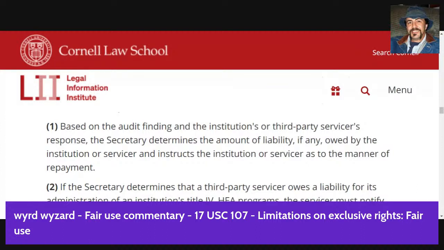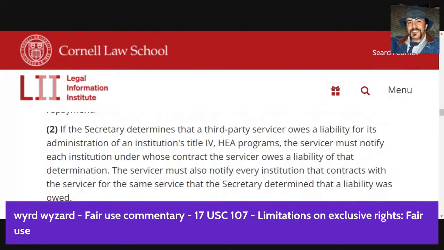If the Secretary determines that a third-party servicer owes a liability for its administration of an institution's Title IV and higher education assistance programs, the servicer must notify each institution under whose contract the servicer owes a liability of that determination. The servicer must also notify every institution that contracts with the servicer for the same service that the Secretary determined that a liability was owed. So, folks that owe child support, alimony, things like that, those are Title IV-D contracts, and they are saying that you are a party to the contract.